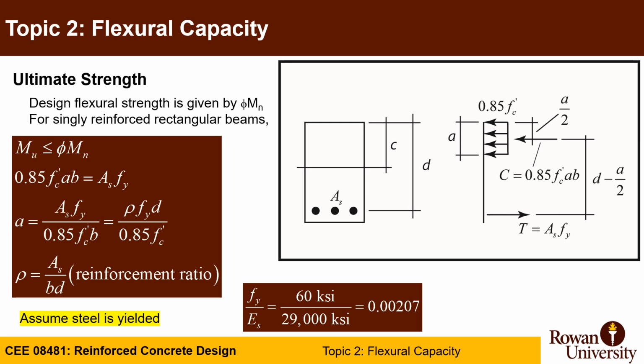As we discussed before, design flexure strength is given by phi M_n. Phi M_n is actually what's called the ultimate strength.